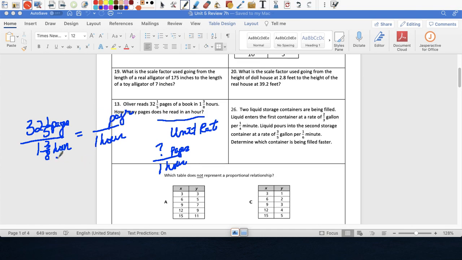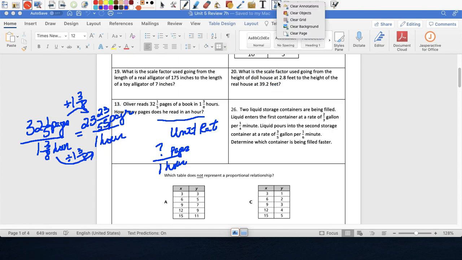And literally, all we have to do, how do we get from this to here? We divide by 1 3/8. And we're going to do the same on top. Divide by 1 3/8, and we get the unit rate. So let's go, 32 1/5 divided by 1 3/8. My calculator disappeared. Okay, steal a better calculator. 32 1/5 divided by 1 3/8. Come on. And we get 23 over 55. So in 1 hour, that's how much he can read.